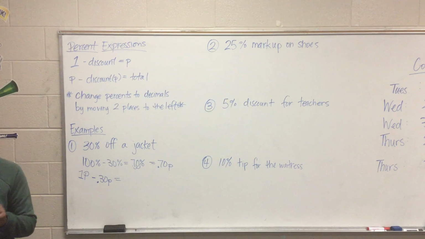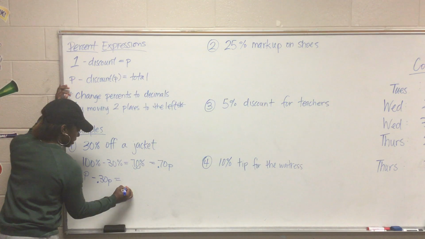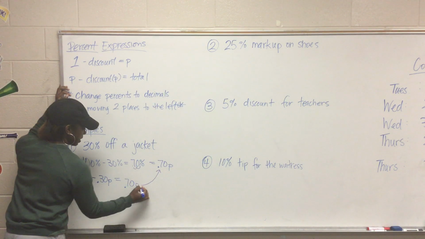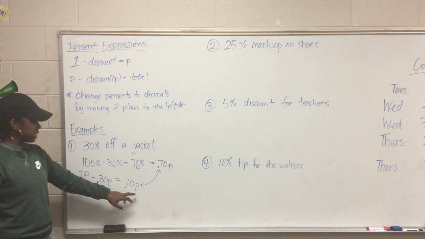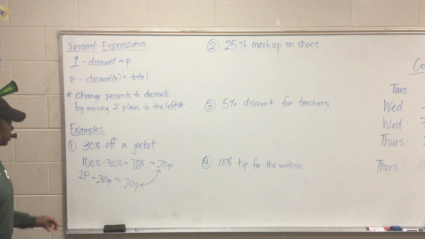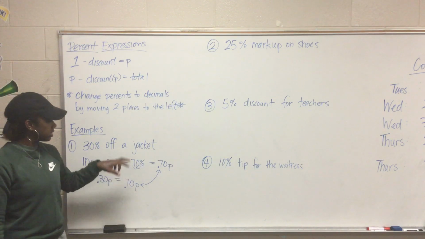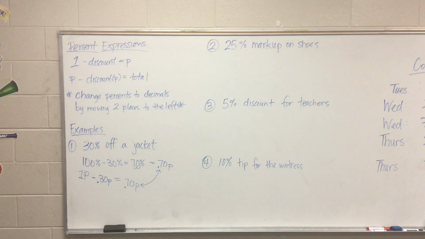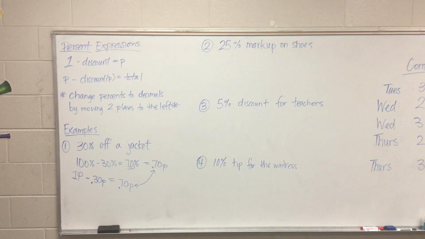If we put that in the calculator, we will get 0.70p. We have the same answer. So we will pay 70% of the total price for the jacket. So if it's 30% off, we're paying 70% of that jacket. Now for this video, you might have to watch it more than once to actually understand it and process it.